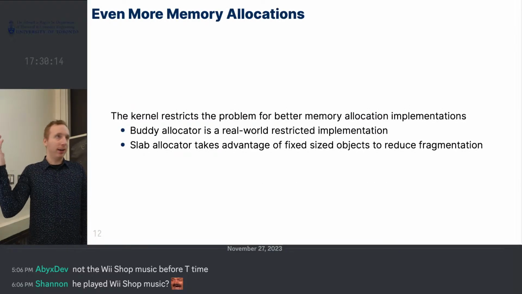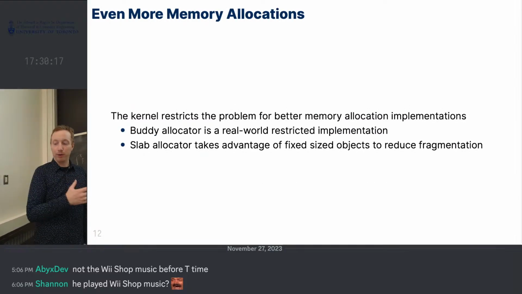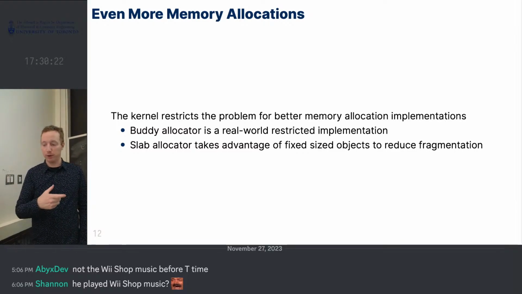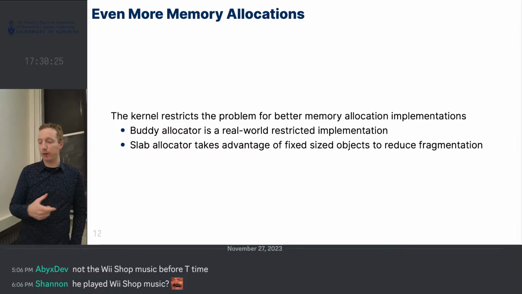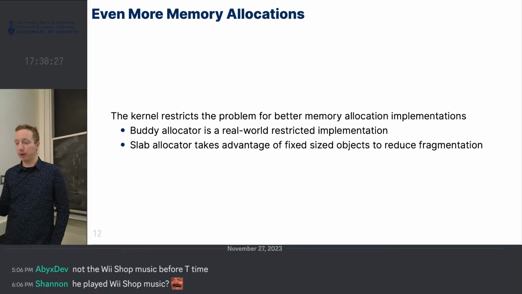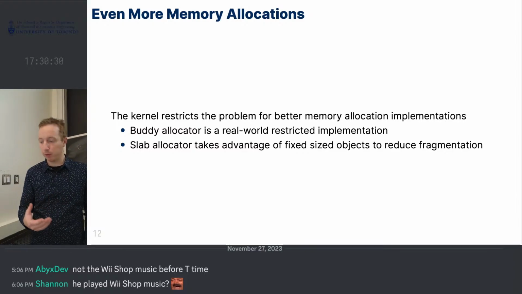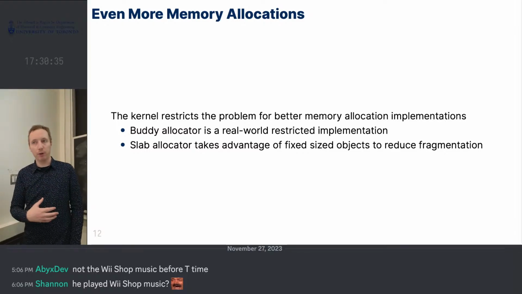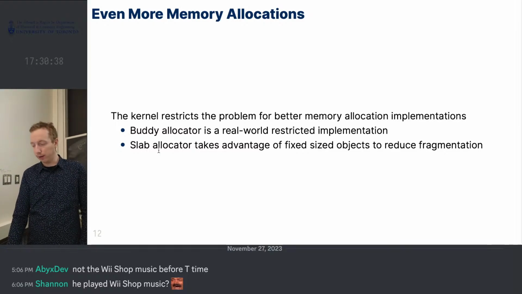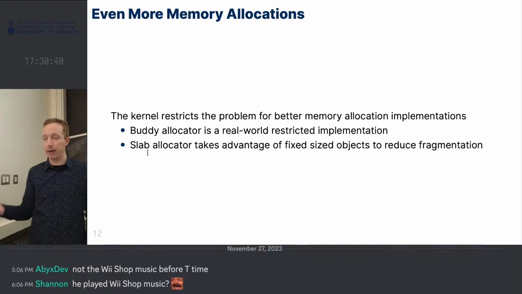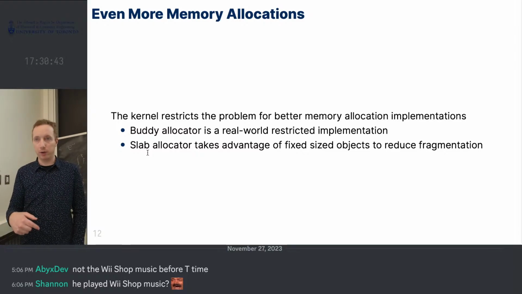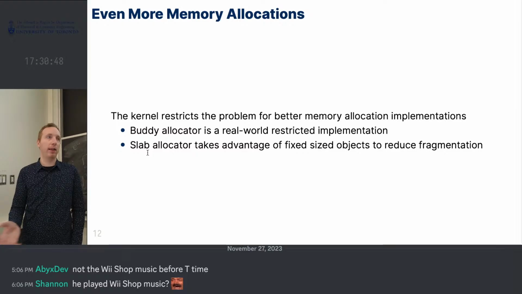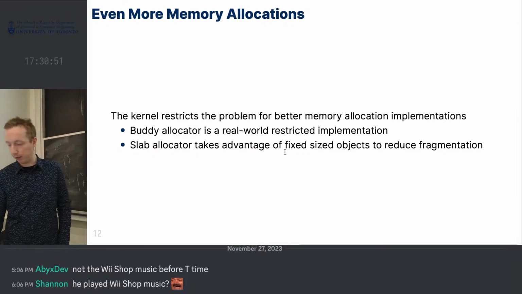All right, so we saw even more memory allocations today. Kernel restricts the problem, only uses powers of 2 internal size blocks for memory allocation. And if you do that, it implements something called the buddy allocator. So that's the real world restricted implementation. It just needs one list for each level and makes searching, coalescing a lot faster. Then we saw a slab allocator, which is basically a giant array and then a bit to keep track of whether or not you're using that element of the array. And that is for fixed size allocation, and then we don't have any internal or external fragmentation.